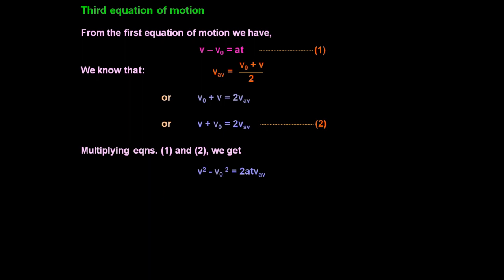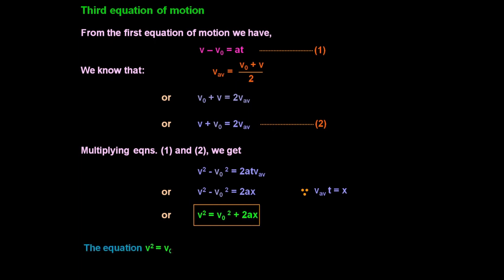From this, we can also write V average into t as x, where V into t is displacement. Or else we can replace velocity as displacement by time, where time gets cancelled and we get the displacement. Or else we can use s in place of x and u in place of v naught, and our equation becomes v square minus u square is equal to 2as. And this is the third equation of motion.